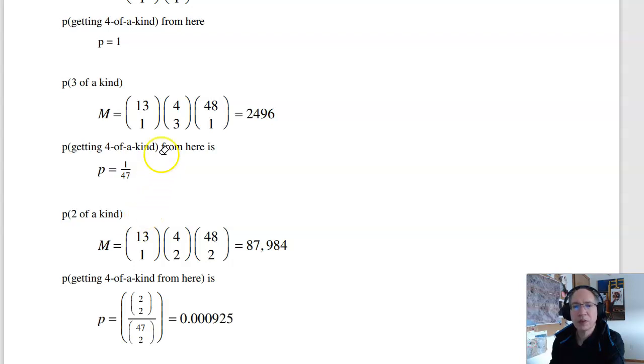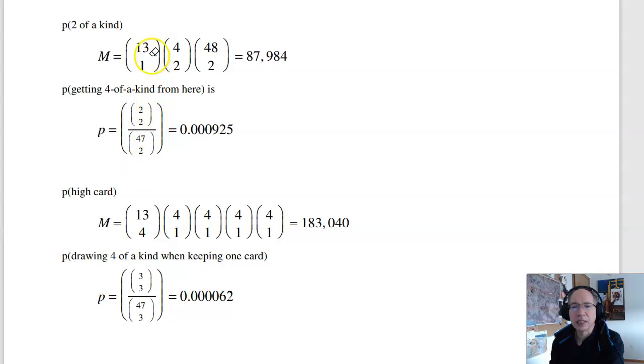For 3 of a kind, the number of ways of getting 3 of a kind is 13 values, pick 1. Of the 4 cards of that value, pick 3. 48 remaining cards, pick 1. So there's 2496 ways of getting 3 of a kind. The next card, there's only 1 card that matches. Out of 47 cards remaining, pick it.